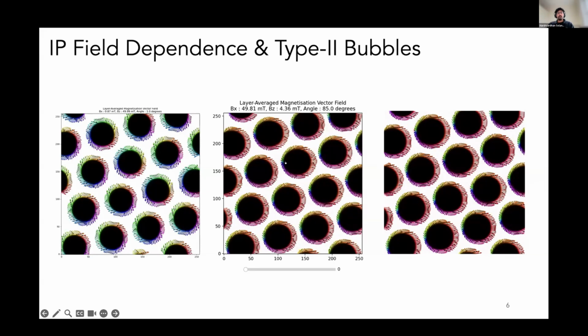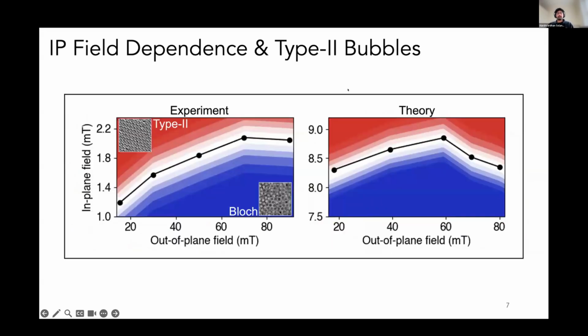And overall, what we find is that this transition between the Bloch skyrmions and the type 2 bubbles follows a phase diagram where at high values of the out-of-plane field, you have primarily Bloch skyrmions, and as you increase the in-plane field, you get this type 2 bubble. There is a strong agreement between the experimental and theoretical results, where you can see that the application of an in-plane field stabilizes the type 2 bubble by lowering the energy barrier between the mixed chirality Bloch states.